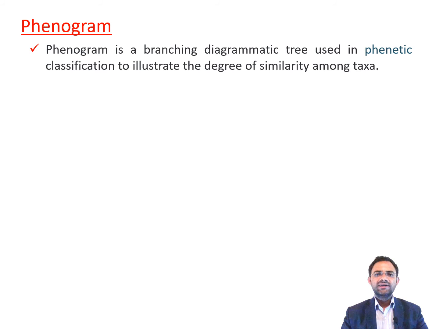Now, the phenogram. A phenogram is a branching diagrammatic tree used in phenetic classification to illustrate the degree of similarity among taxa. This hierarchical pattern of grouping is expressed in a kind of branching or tree diagram known as a phenogram. The relationship of OTUs and groups in a phenogram reflects only similarity. No evolutionary relationships are implied between two OTUs or two taxa.